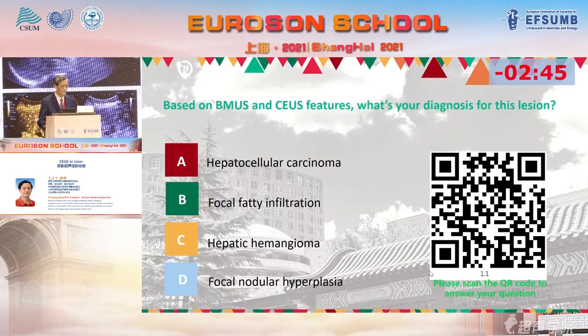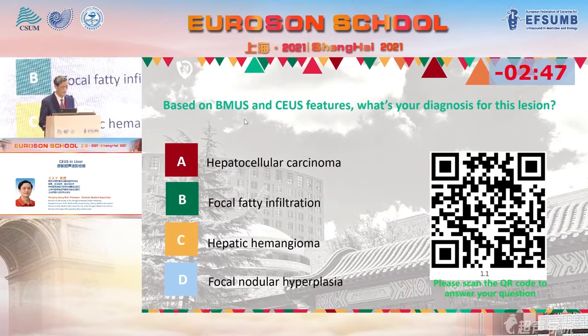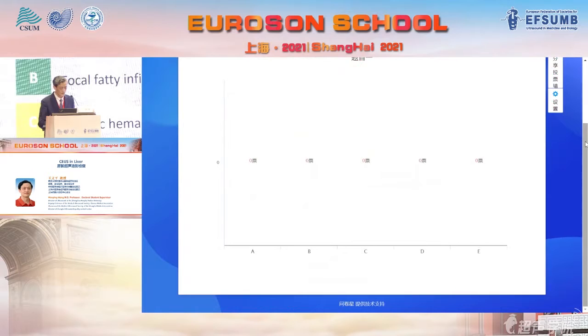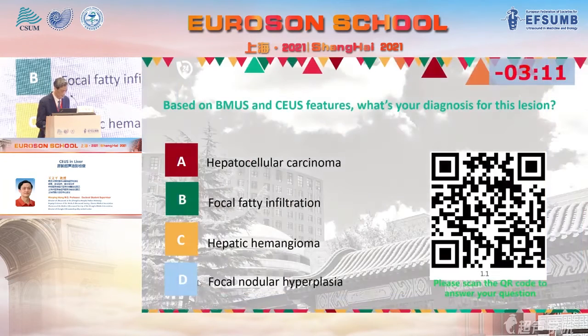So, let me try. Based on grayscale ultrasound and CEUS features, what's your diagnosis of this lesion? A, hepatocellular carcinoma. B, focal fat infiltration. C, hepatic hemangioma. D, focal nodular hyperplasia. Please scan this QR code to answer your questions.